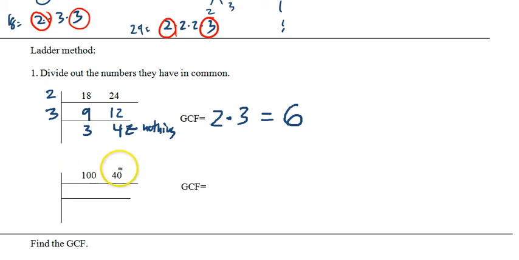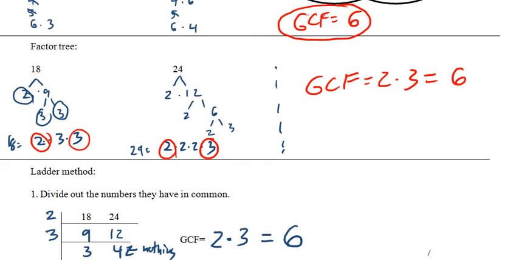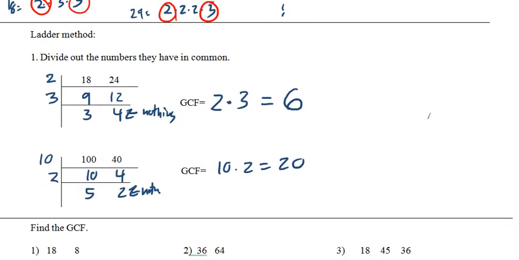Here it is again. If you have 140, they have a 10 in common, and then they have a 2 in common, and then now they have nothing. So we took out a 10 and a 2 for a total of 20. My favorite method is the ladder. I'm not supposed to tell you that. If you like using factor trees because you've done it before or just because you like it, go for that. If you like the ladder, go for the ladder.